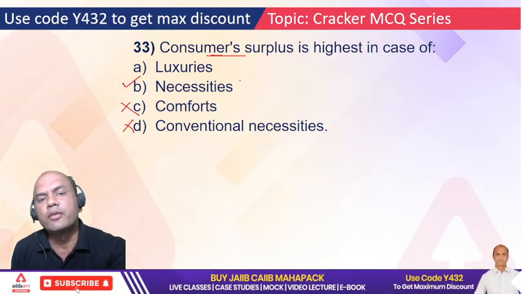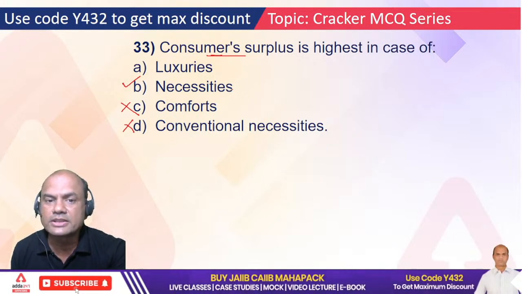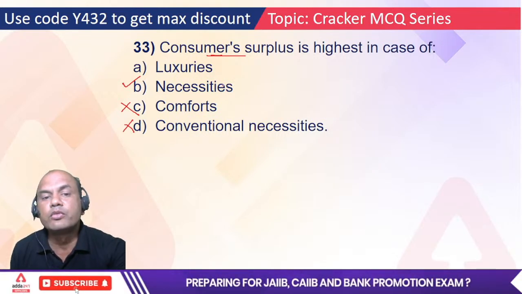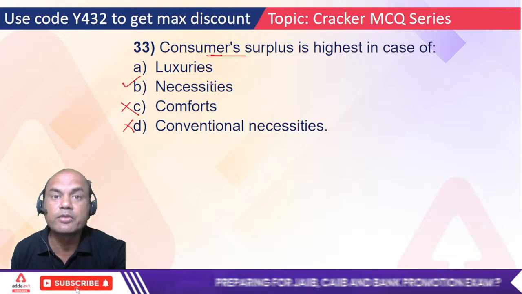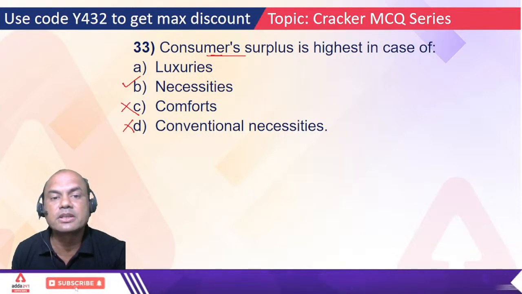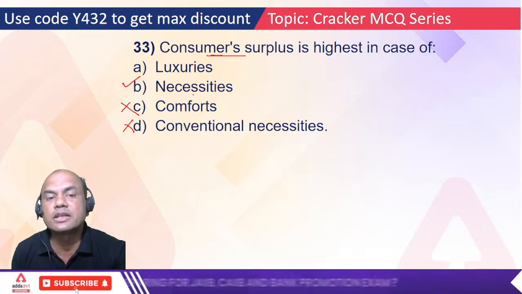Why? Have you seen the rate of necessities? Necessities are always at a cheaper rate. Means you want food, food is at a cheaper rate. But if you want pizza, then it's at a higher rate. That's a part of luxury. So surplus will be highest in case of necessities.